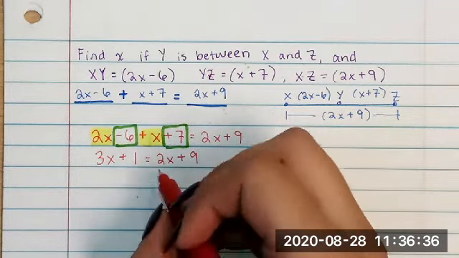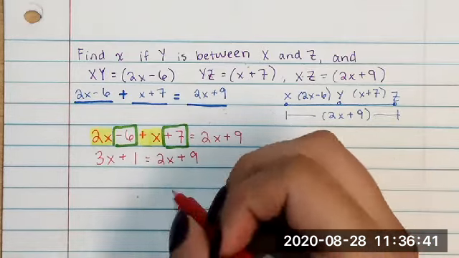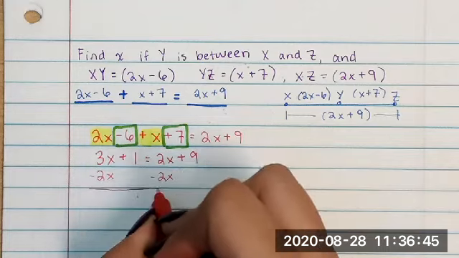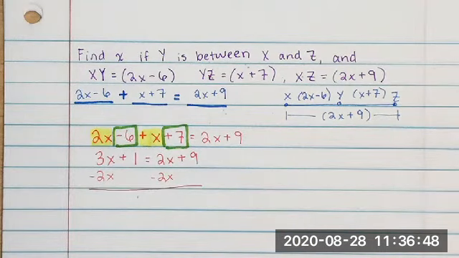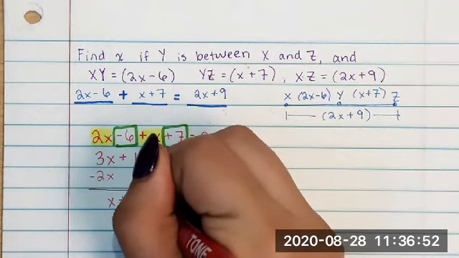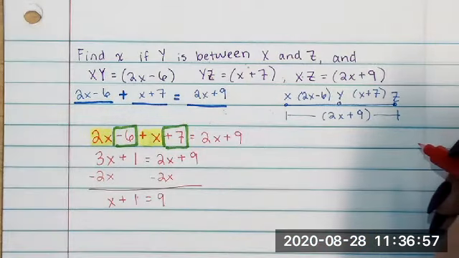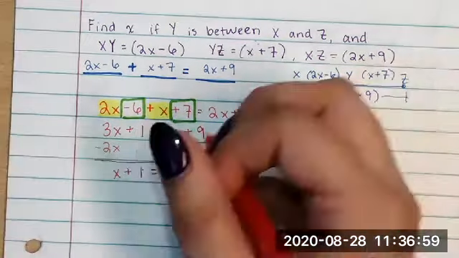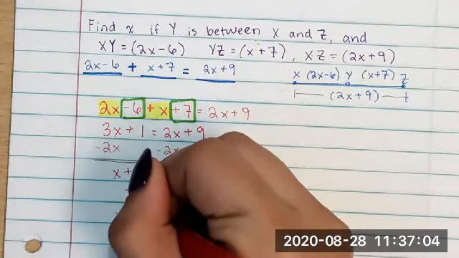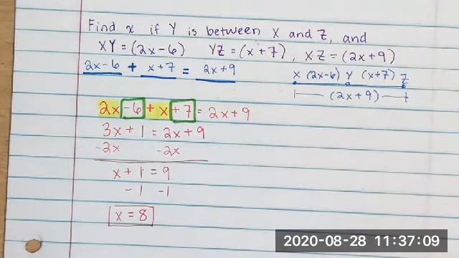From there, I want to get all of my x's on one side, so I'm going to move my smaller x value. That makes my work a little bit easier by keeping things positive. So 3x minus 2x is 1x. And then we're left with x plus 1 equals positive 9. And now I have one step left. Subtract 1. 9 minus 1 is 8. And I now have my value for x.